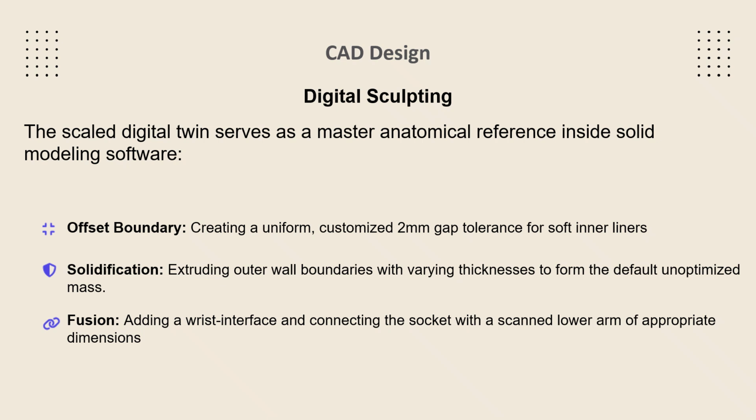We project the outer boundaries outward with different thicknesses to form the default unoptimized solid mass of the socket shell. And finally, a fusion operation is performed, incorporating a standard wrist interface coupling mechanism and structurally fusing our custom sculpted socket base with a digital model of the full lower arm to obtain a continuous CAD assembly for engineering simulation.